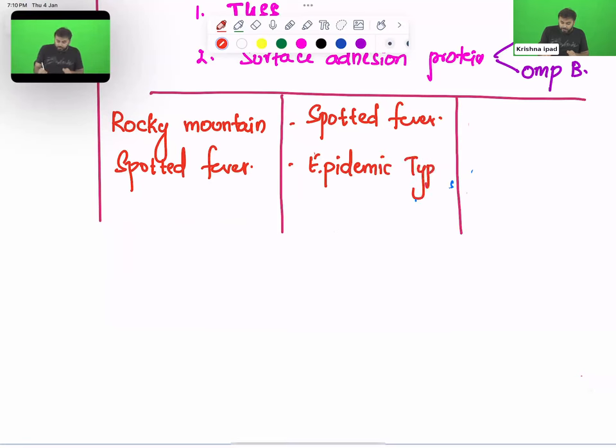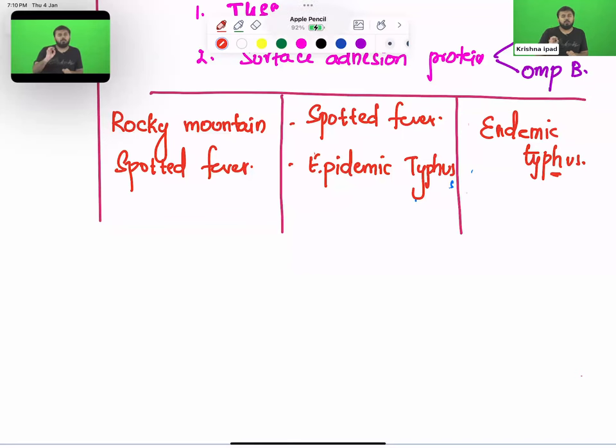If there is epidemic, there will also be endemic. The last one will cause endemic typhus. Epidemic and endemic, a simple thing to remember. Epidemic means a disease which spreads very fast. For example, COVID infection. Was COVID infection present before? No. Suddenly it spread all over the world. This is called epidemic.